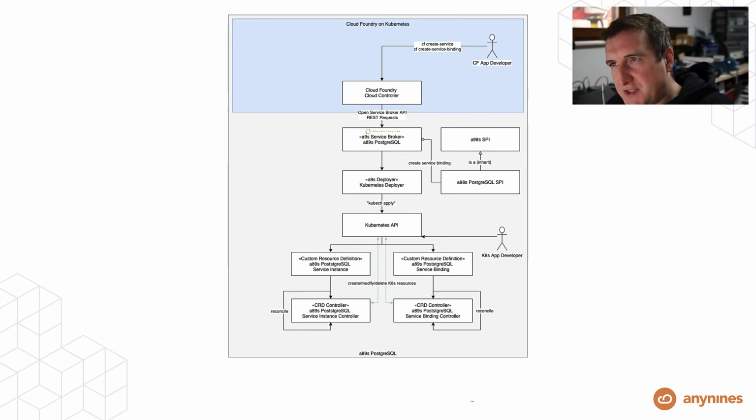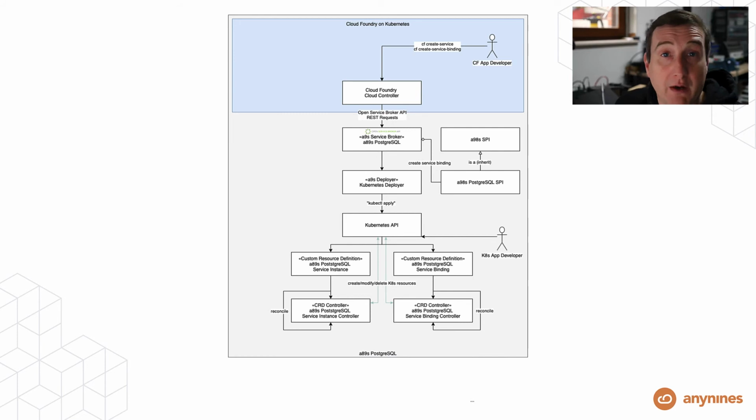Now, if there's a create service binding request, that in our architecture would be the responsibility of the Postgres SPI, because, for example, in Bosch, you have a similar problem. Bosch doesn't know anything about service bindings. So we have to look up the service instance that we have created in the CF create service use case, and then we have to create a Postgres user manually.